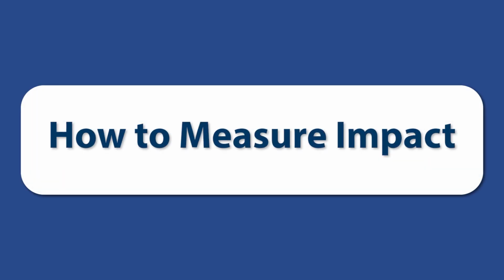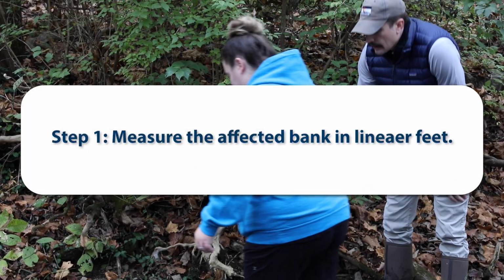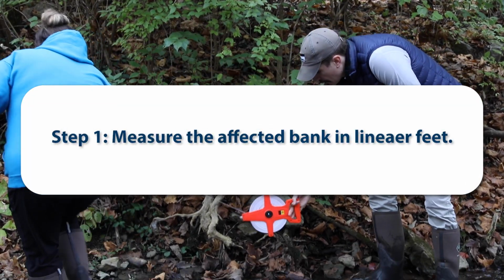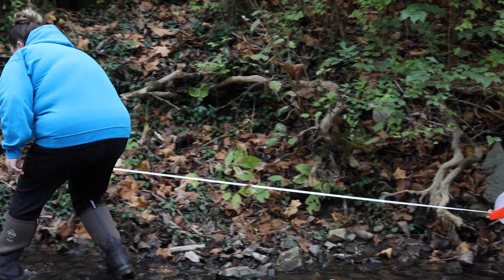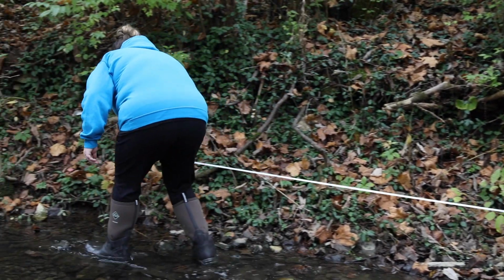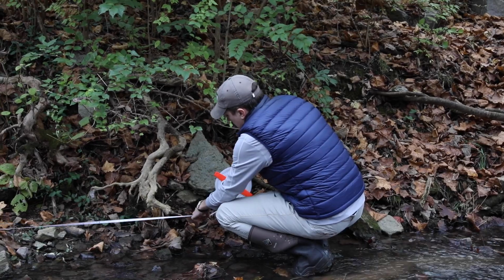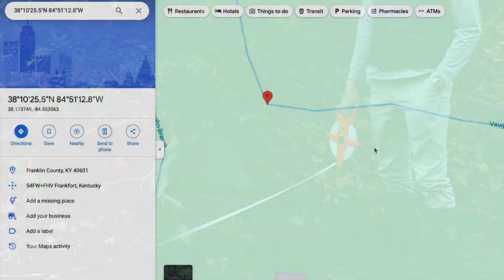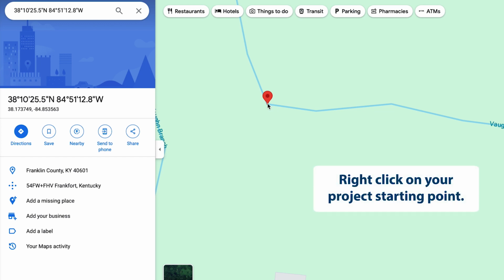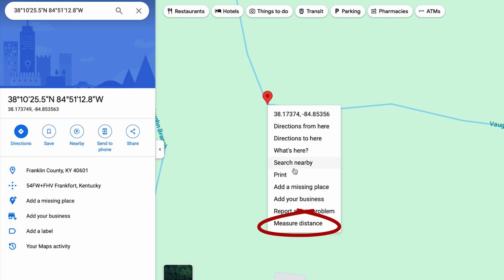Next, let's talk about how to measure your stream or wetland impacts. For streams, Kentucky Division of Water still quantifies impacts measured in linear feet. Linear feet of stream should be measured as the upstream-downstream extent along the bank that will be impacted by the proposed action. These measurements can be taken manually or calculated with the help of a digital mapping tool, such as Google Maps.